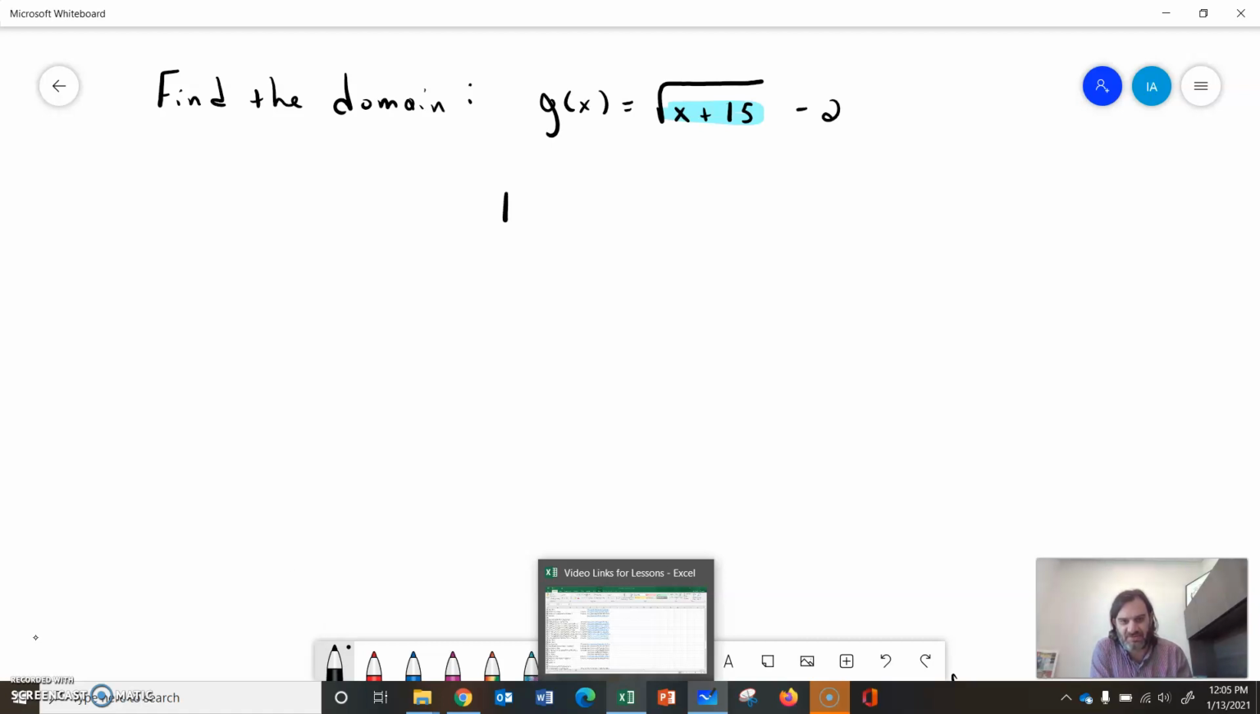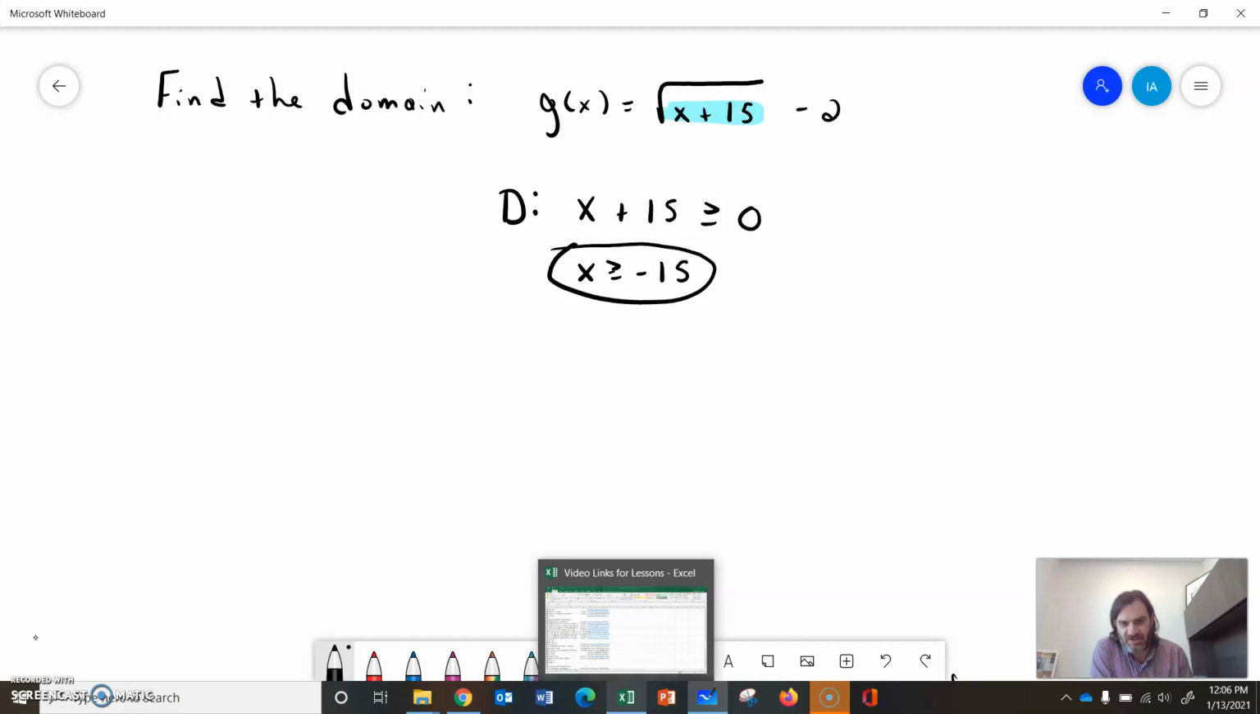So if we have something under the root, we'll set up the domain to be that thing under the root, which is x plus 15, to be greater than or equal to 0. Now we do that so that we avoid imaginary numbers. So we'll solve this inequality of x plus 15 greater than or equal to 0 and get x is greater than or equal to negative 15, which is the domain. So that's one way to write it.